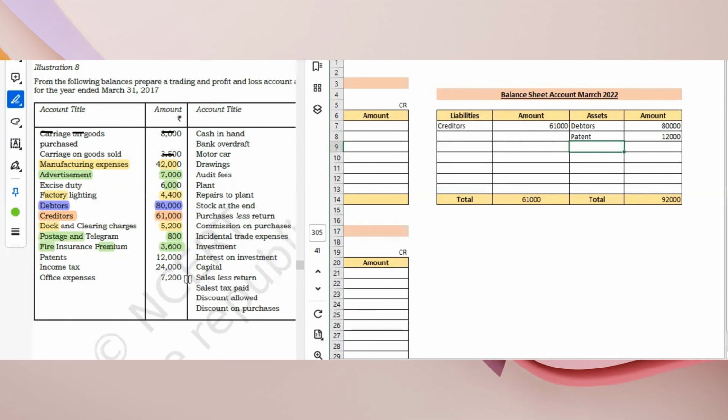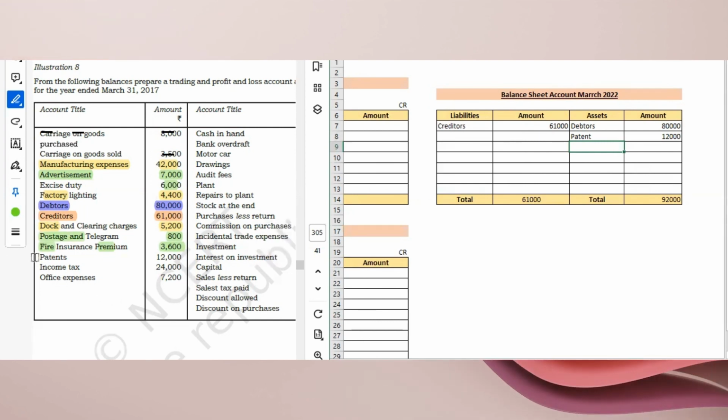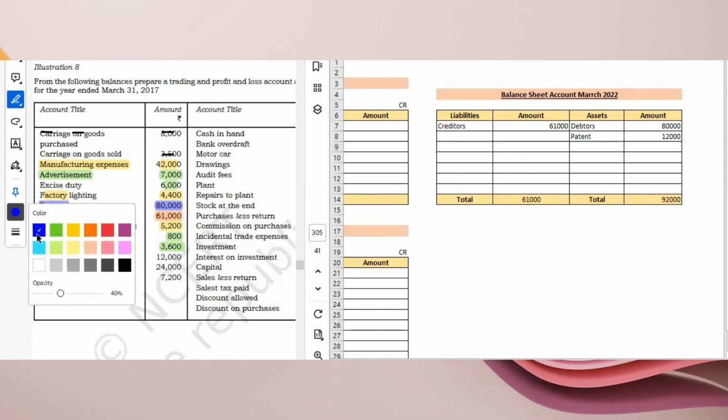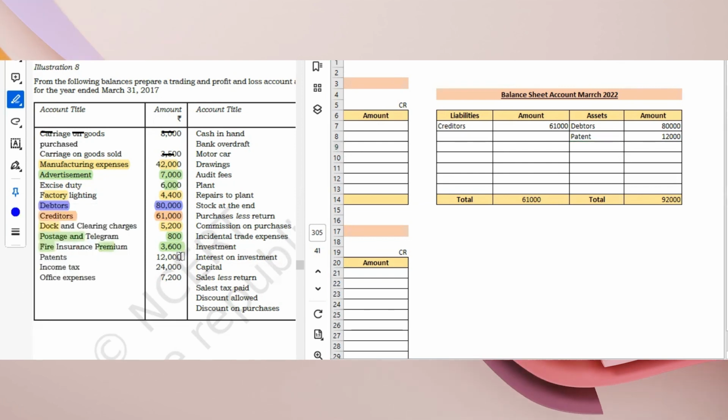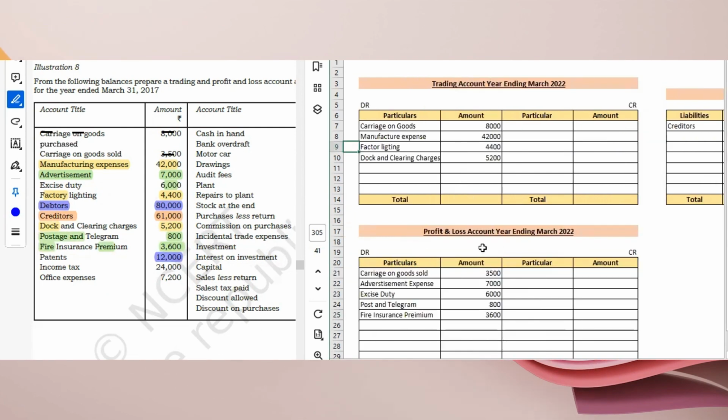So now what you're going to do here is, this is your asset, right? So I'm just taking a sample.